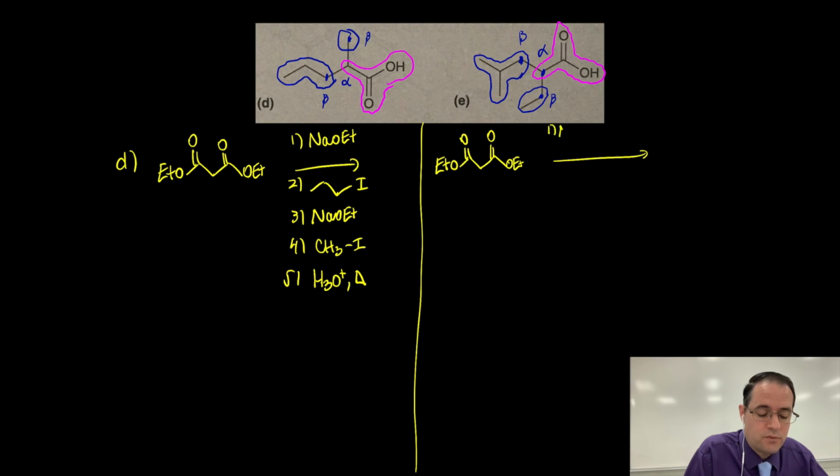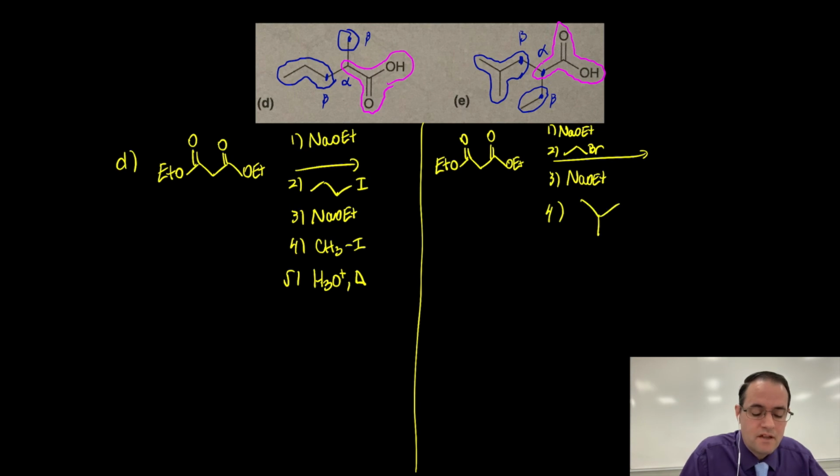We need to treat this with sodium ethoxide. To get the ethyl group on, we'll do ethyl bromide. Bromine and iodine are very good leaving groups. Either would be fine. Sodium ethoxide.